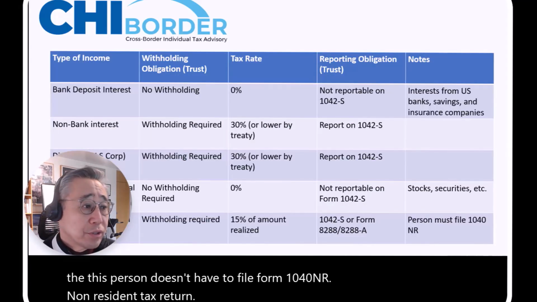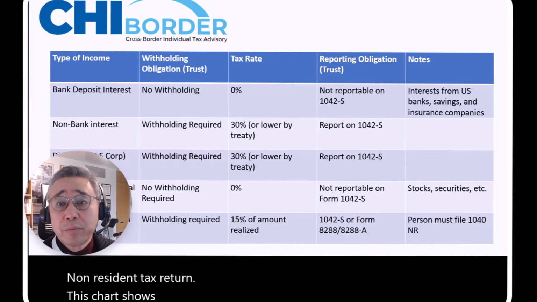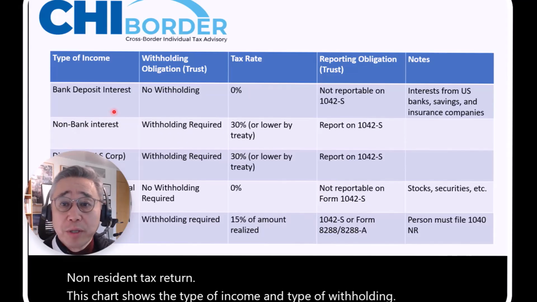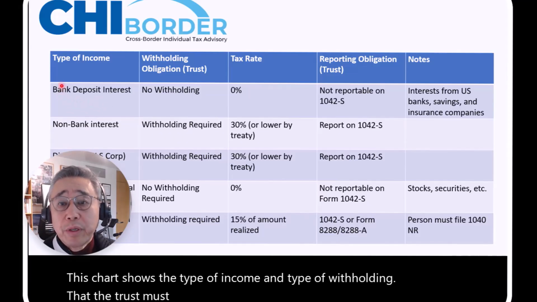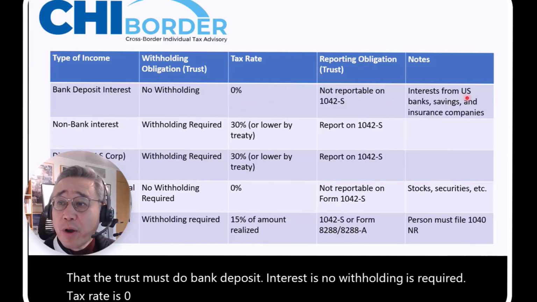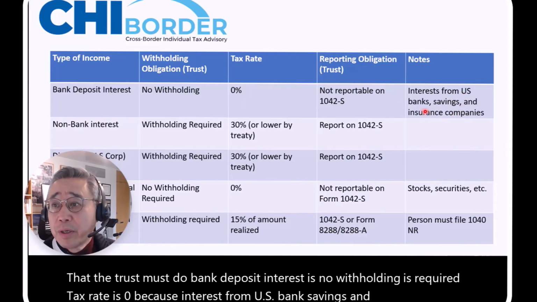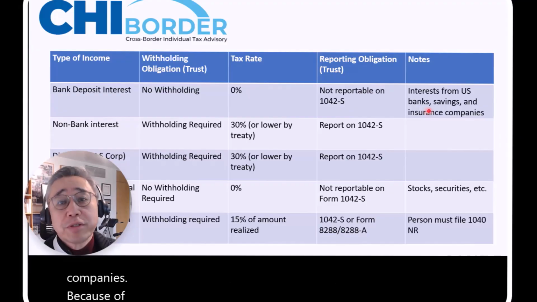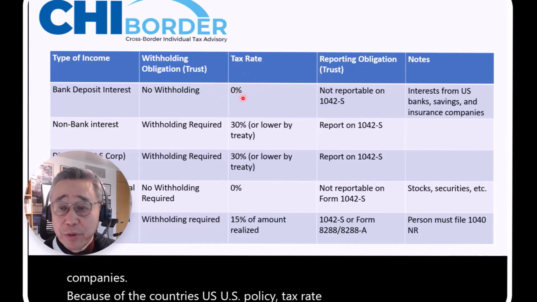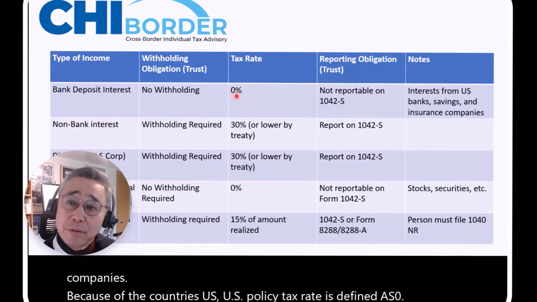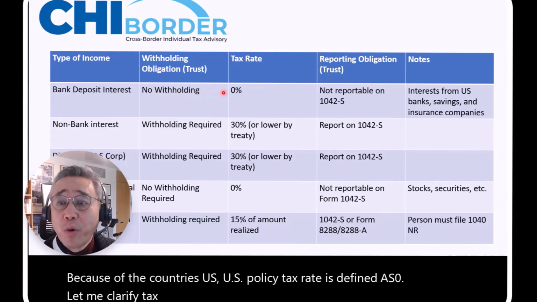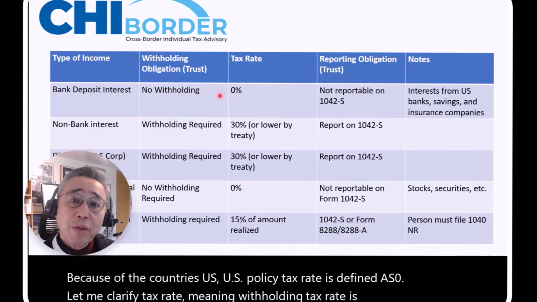This chart shows the type of income and type of withholding that the trust must do. For bank deposit interest, no withholding is required. The tax rate is zero because of U.S. policy on interest from U.S. bank savings and insurance companies, the rate is defined as zero. Let me clarify, the withholding tax rate is zero.